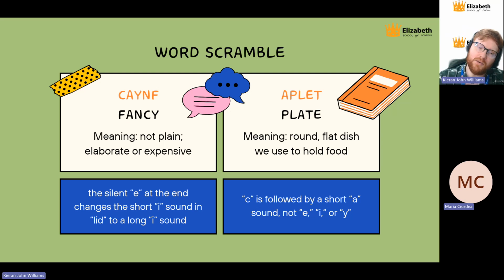Fancy. Okay? So it is expensive or elaborate, and it is not a regular thing. We would say it is fancy. Yes. And the last one we had was plate, as you suggested. Good.